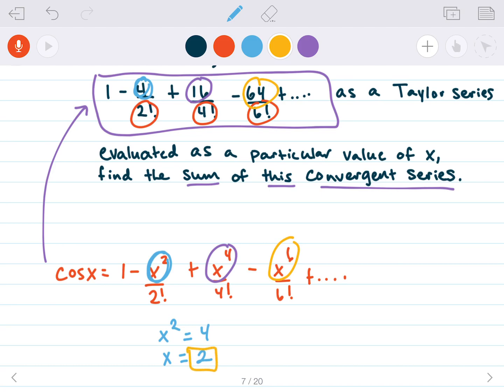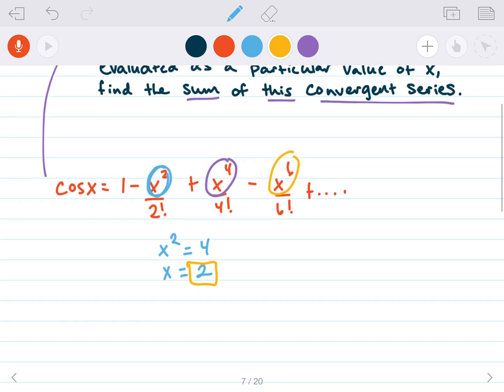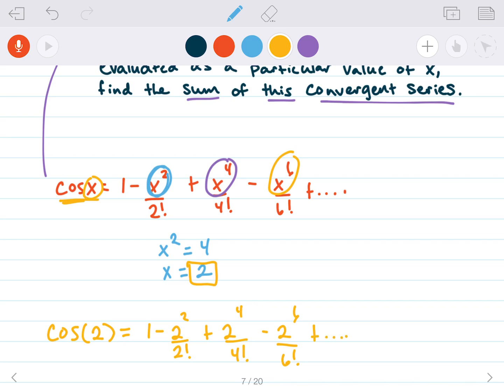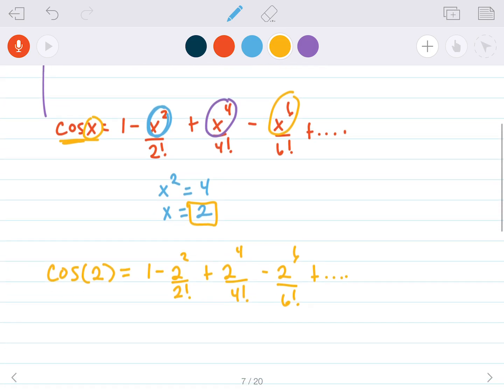Our x value is 2. So what we can do, since our x value is 2, is just sub it in here. For cosine x, cosine 2 equals 1 minus 2 squared over 2 factorial plus 2 to the 4 over 4 factorial minus 2 to the 6 over 6 factorial. And they tell us that this is going to converge to the cosine of 2, right? Whatever our x value is.